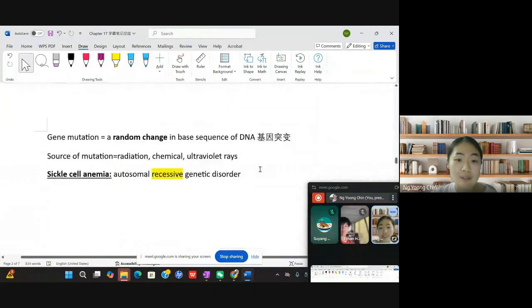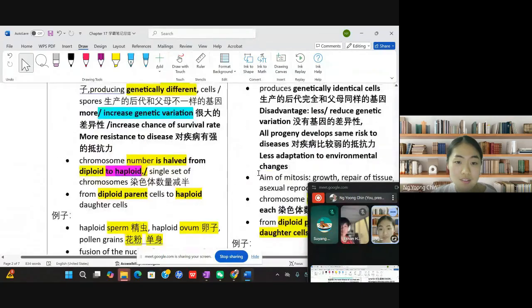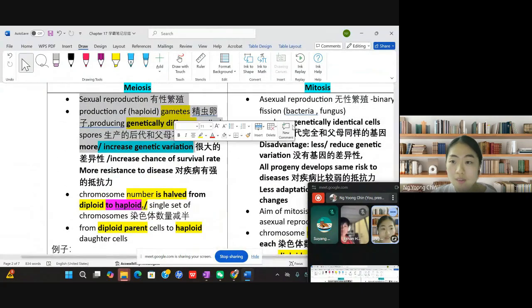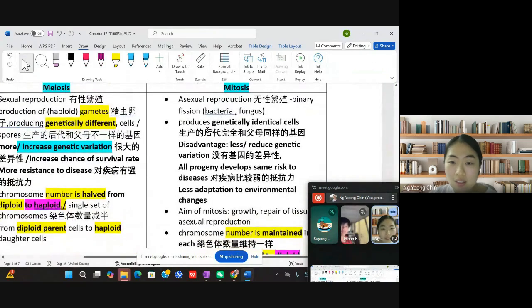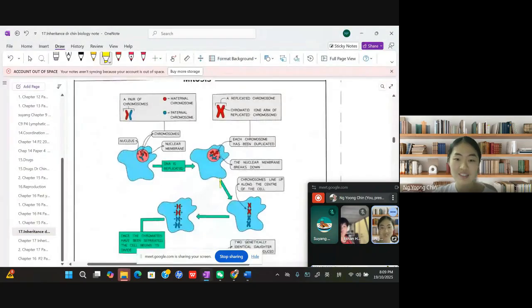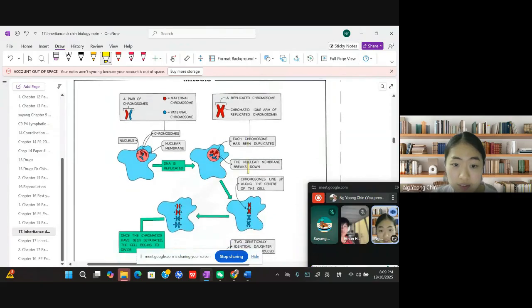So everything is I already put here. Okay, I think it's here. So this is mitosis, right? Oh, what happened? Sorry. So reduce the genetic variation. So all the progenies they produce by mitosis, right? They will develop the same risk to disease, and then they can less adapt to the environmental change. Okay, mitosis. So that's all about this one. Yeah, this is showing that.